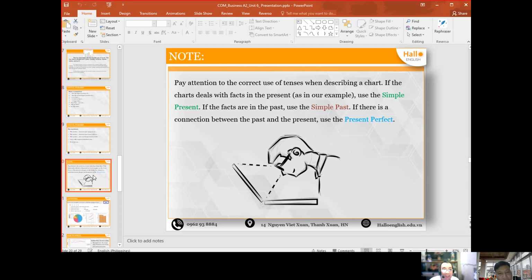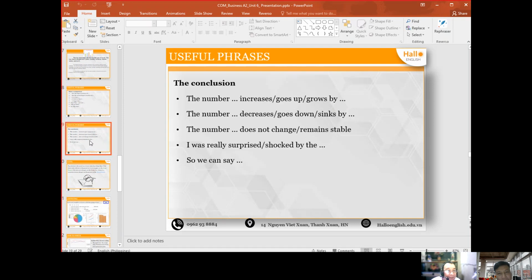Can you go back to the previous slide? Shocked by has the same meaning as I was really surprised. Surprised or shocked by, it's just the same. When you are shocked, maybe you were surprised.